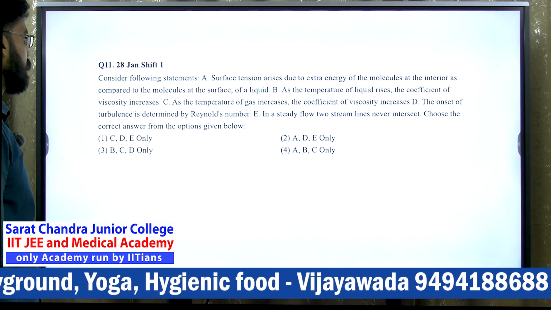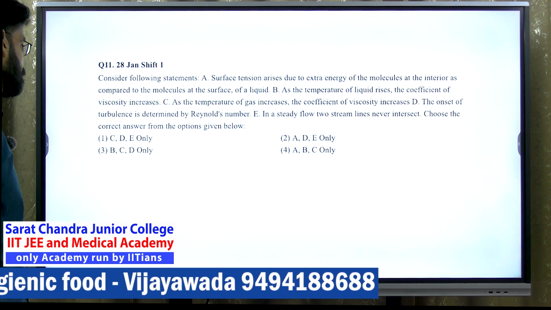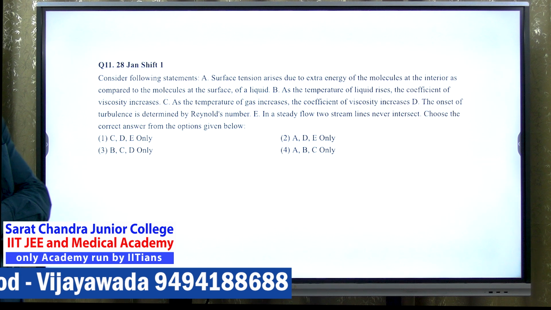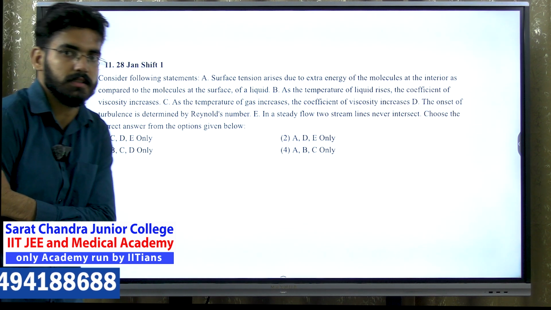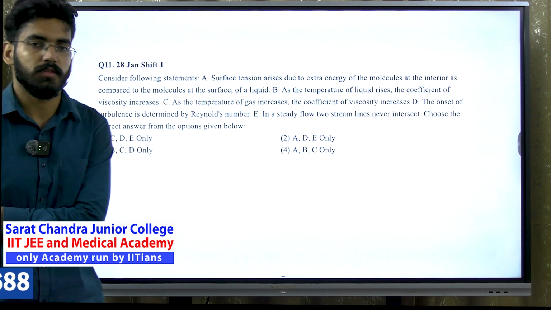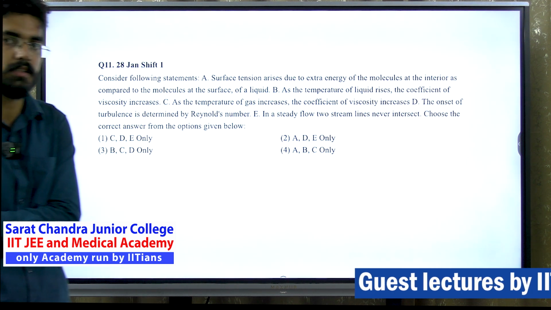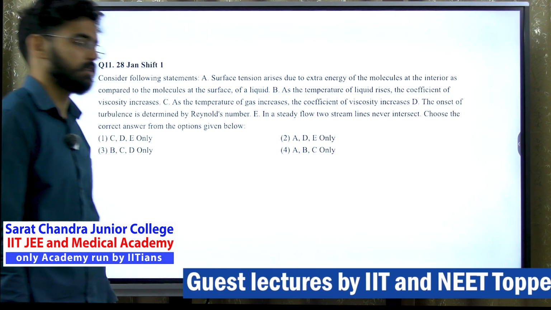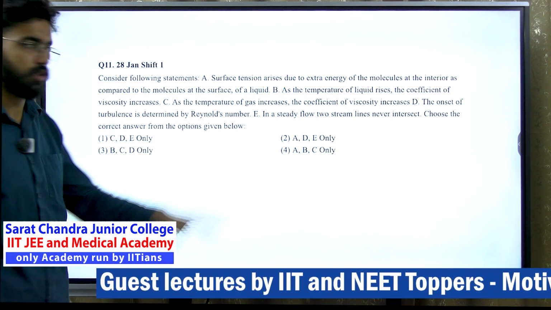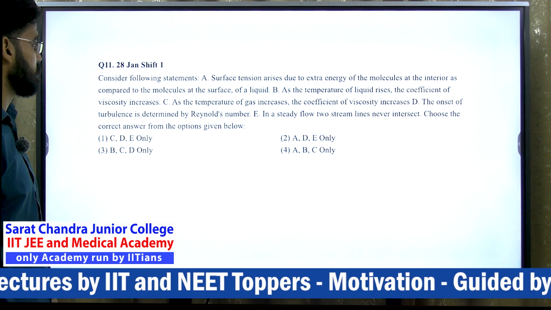D, the onset of turbulence is determined by the Reynolds number. Yes, so that is true. With the Reynolds number you can determine whether it is a steady flow or turbulent flow, right? So E part, in a steady flow, two streamlines never intersect. True, right? We wrote this at the start of fluid mechanics, how the streamline flow works, the theoretical part discussion. So E is also true. So the option is the first one.